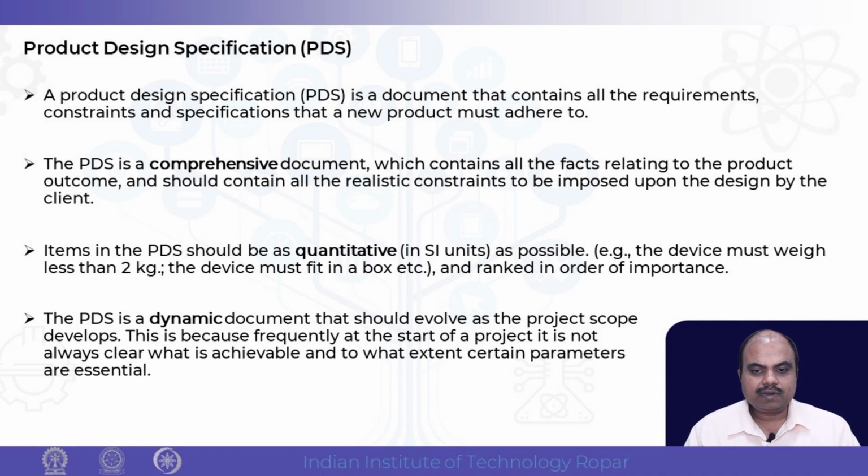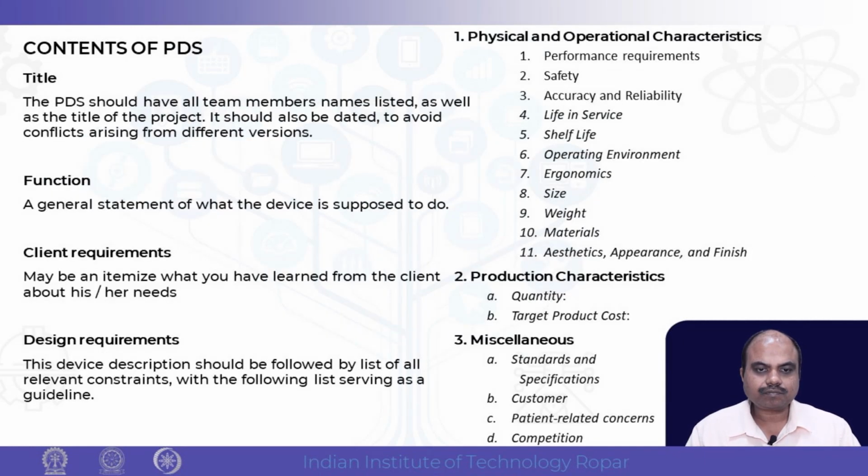It is a dynamic document and it evolves. It frequently starts with the project, and sometimes it's not clear, so slowly the parameters also come up. Now we have one example, but if there is any other product you want to design and you want a product design specification for it, what are the things required? In general, what things are required for a product design specification document?